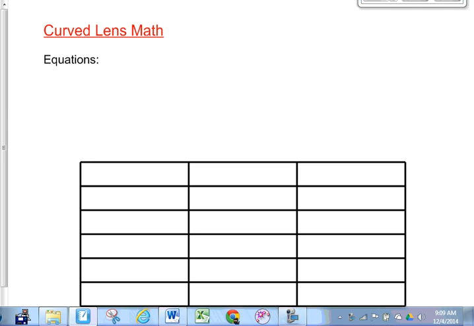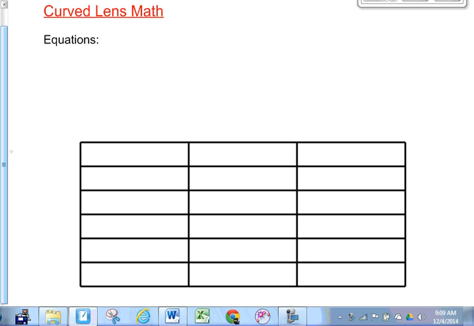Yesterday, for you guys in period 1, we introduced 2 equations that can describe what we've just done graphically. The 2 equations are, 1, the thin lens equation: 1 over f is equal to 1 over do plus 1 over di. What did f stand for? The focal length. Good.